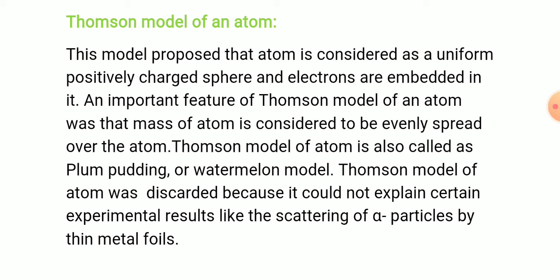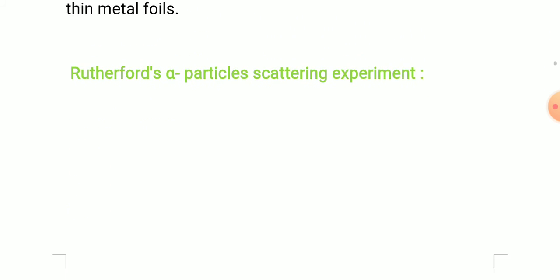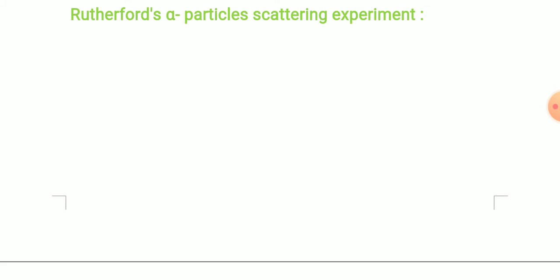The Thomson model of the atom was discarded because it could not explain certain experimental results, like the scattering of alpha particles by thin metal foils. Later, Rutherford gave an atomic model on the basis of the alpha particle scattering experiment.